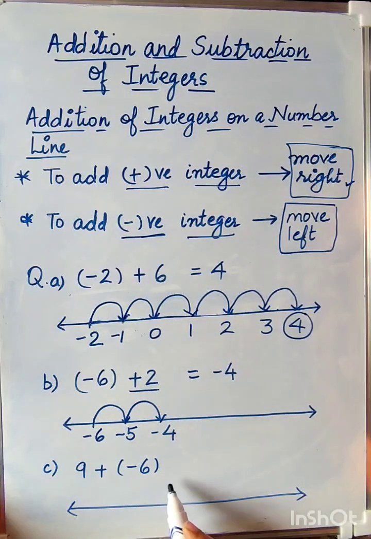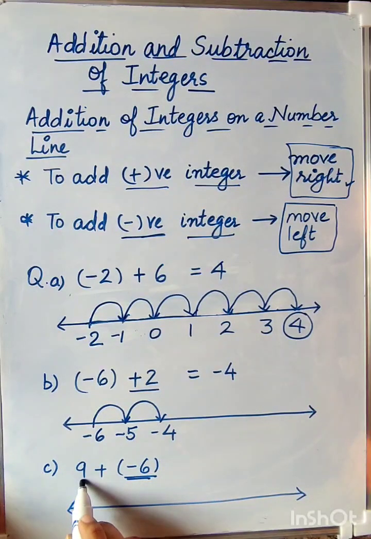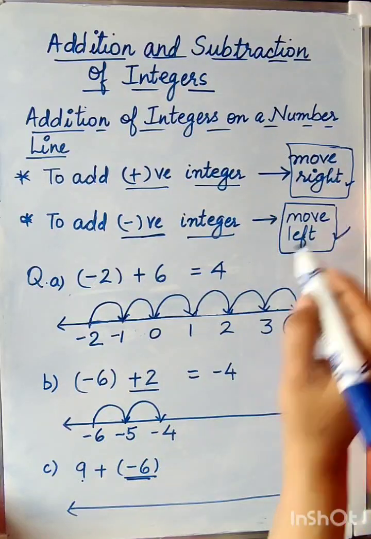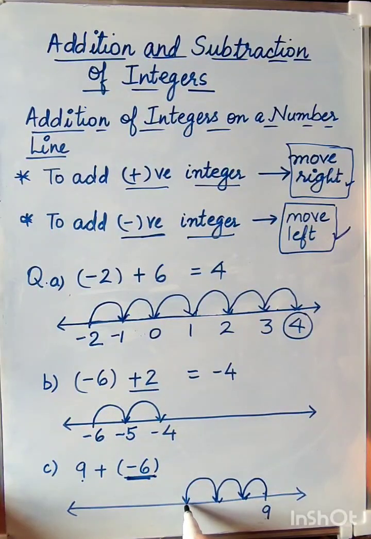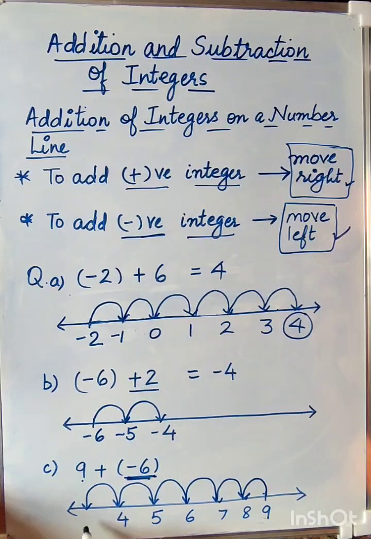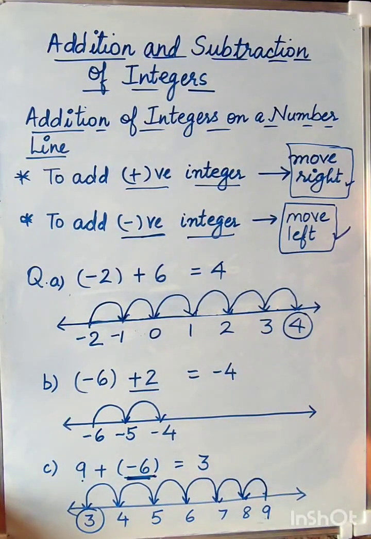Now C part, this is 9 plus minus 6. We are adding a negative integer to 9. That means we are going to move left on the number line. So from 9, suppose I put my 9 here, I have to go 6 steps backward in the opposite direction to the left side. 1, 2, 3, 4, 5 and 6. So below 9 it will be 8, 7, 6, 5, 4, 3. So we have reached the number 3. So your answer is 3 here.